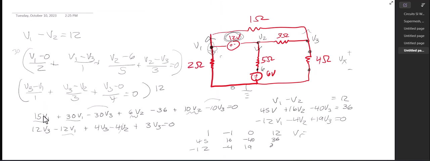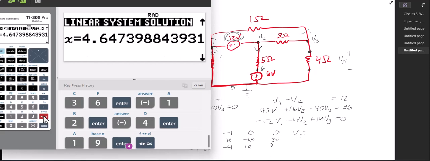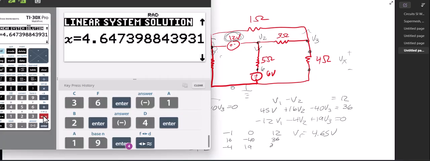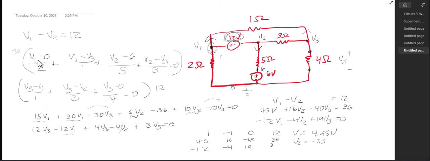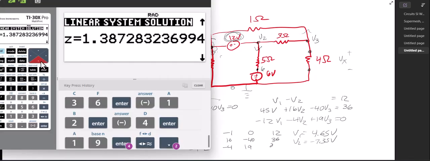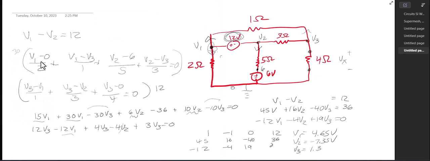So V1 is 4.65 volts. V2 is negative 7.35 volts. Don't forget your units. And V3 is 1.39 volts. And then the problem asked me to find Vx, or the voltage across this 4 ohm resistor. Well, I said that V3 is 1.39, and that was relative to ground, which was right here. And that's the same as what Vx is. So that would be my answer, 1.39.